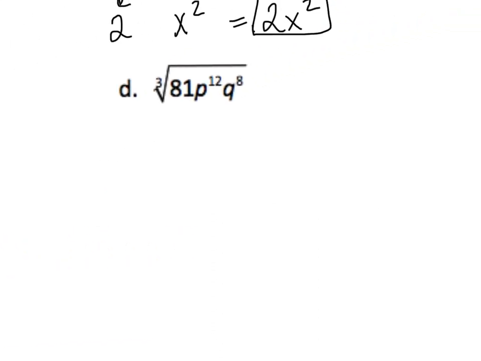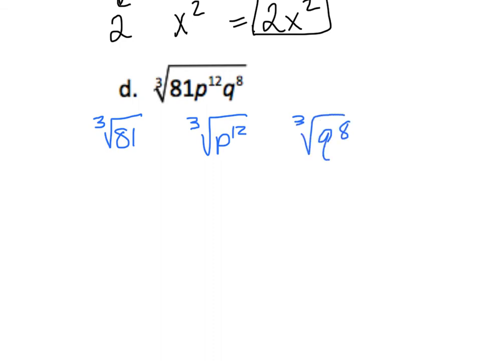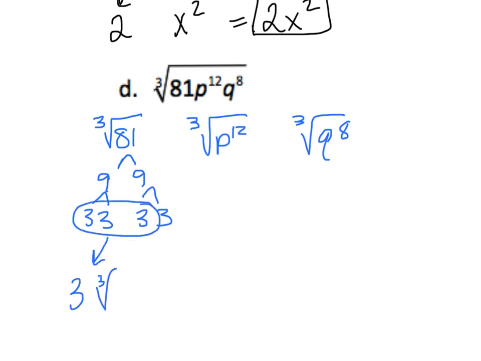For d, I'm going to break it up very similarly. The cube root of 81, the cube root of p to the 12th, and the cube root of q to the 8th. So breaking down 81, I'll have 9 and 9, 3 and 3, and 3 and 3 again. So here's my group of 3 with the 3 left over.